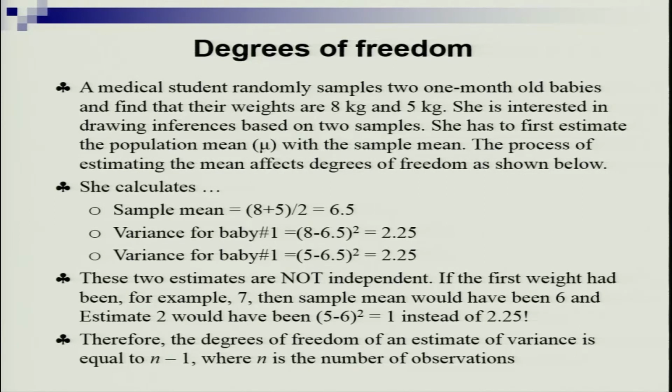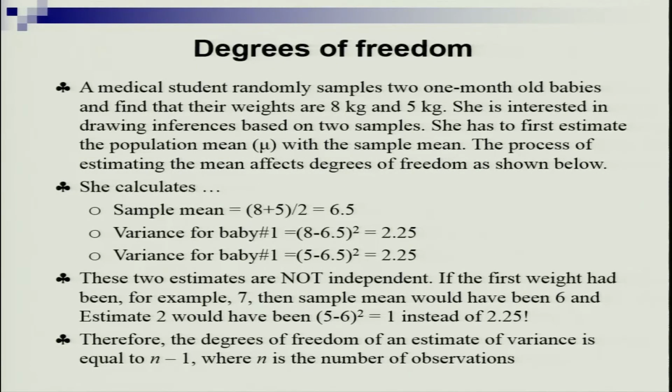So, first she will calculate the sample mean, and that is basically 6.5, and then she will use the sample mean to calculate the variance for baby number 1, and that is going to be 2.25. Similarly, the variance for baby number 2 can be calculated, and that is again going to be 2.25. Now, these variances are the same, 2.25 each, but it is just by fluke.